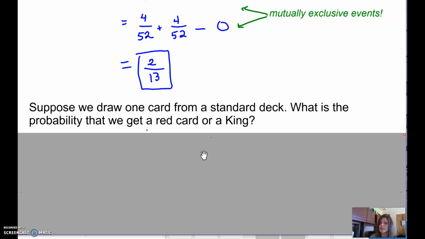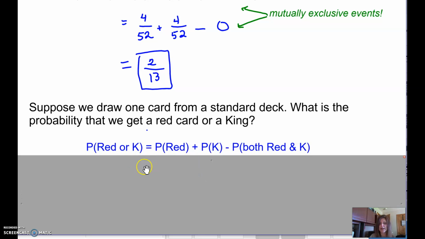Suppose we draw one card from a standard deck, but this time we want to know what's the probability that we get a red card or a king. Okay, now there's some overlap, so it's going to be a little bit harder to do the counting. So the easier way is to use our formula, which says the probability of a red plus the probability of a king minus the probability of both a red and a king at the same time. That is possible, right? We have the king of hearts and the king of diamonds.